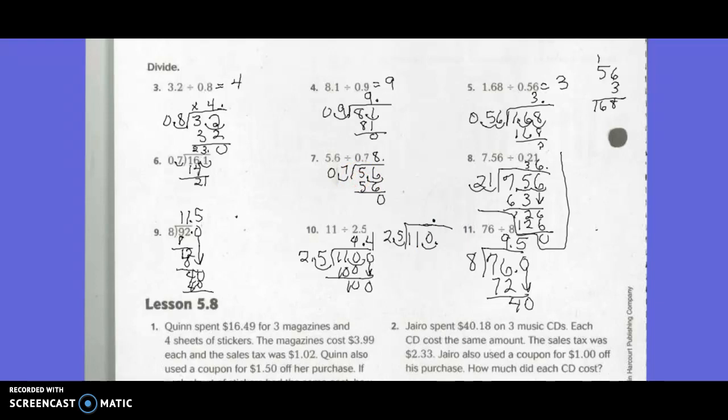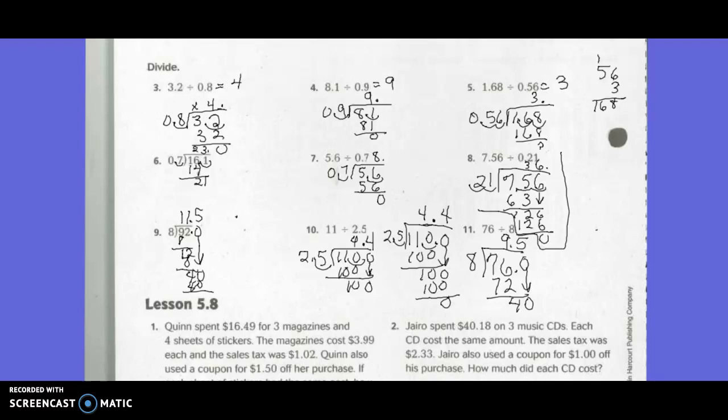Now, how many 25s in 110? 4. And 4 times 25 is 100. And when I subtract, I get a 10. Now, I told you, you're not going to leave a remainder. So what are we going to have to do after our decimal there? We're going to have to add another 0. And remember, we can put 1,000,000,000 zeros after that decimal, right? As long as we don't stick another number in there, it doesn't change anything. And then I can bring down my 0, and I know that I have 4 25s, again, in 100. Does anybody have any questions about that?